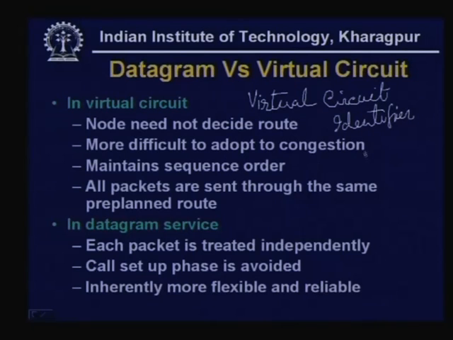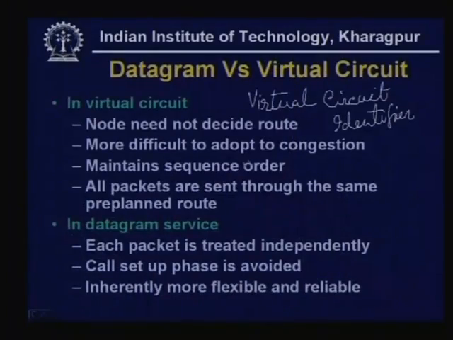It is more difficult to adapt to congestion. As I have said, if there is any congestion in the network, it cannot really take care of it, because all the packets have to go through the same route whether there is congestion or not, and it maintains the sequence order. As I mentioned, all the packets are going through the same route, so all the packets are delivered in order. The packets need not be reordered at the destination station. As a result, it is advantageous. Each packet can be forwarded to the upper layer without forming the complete message.